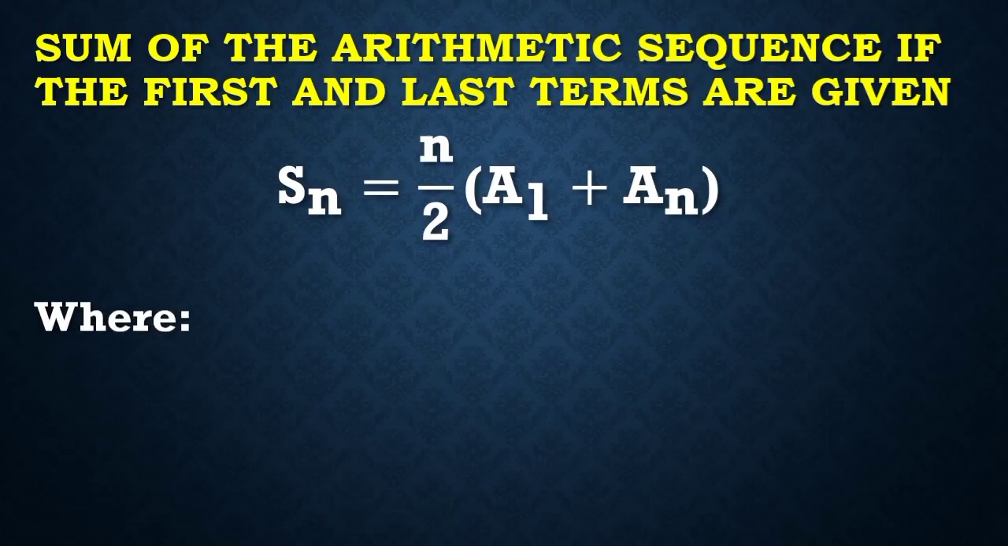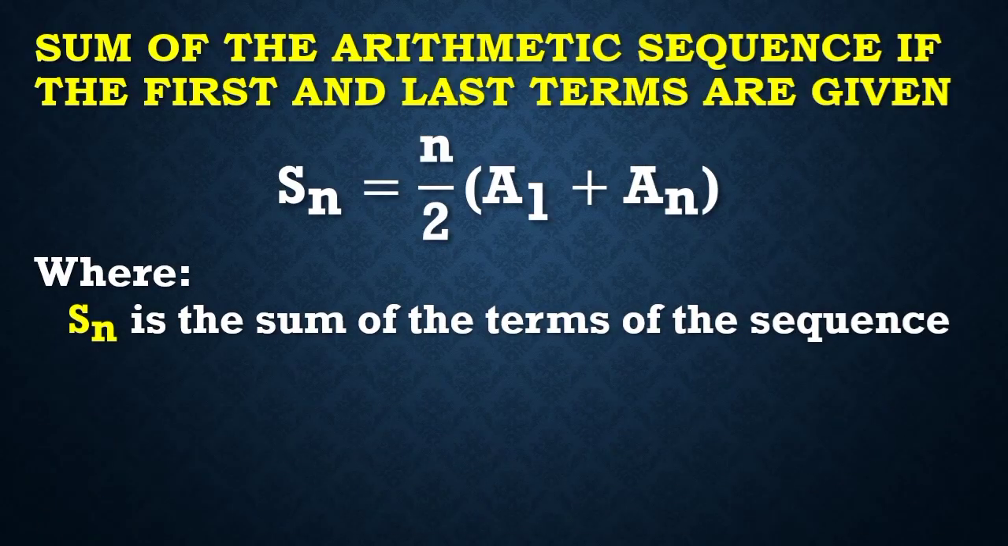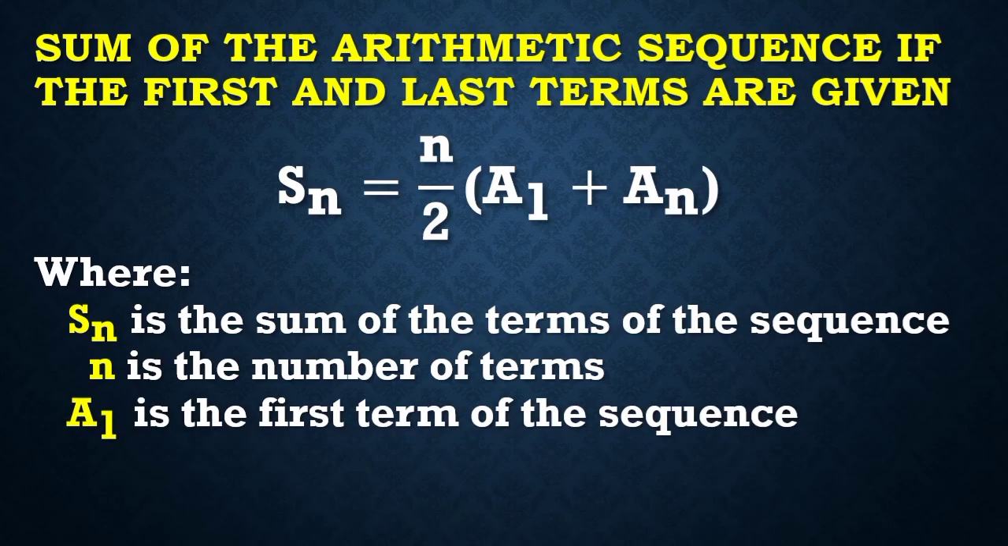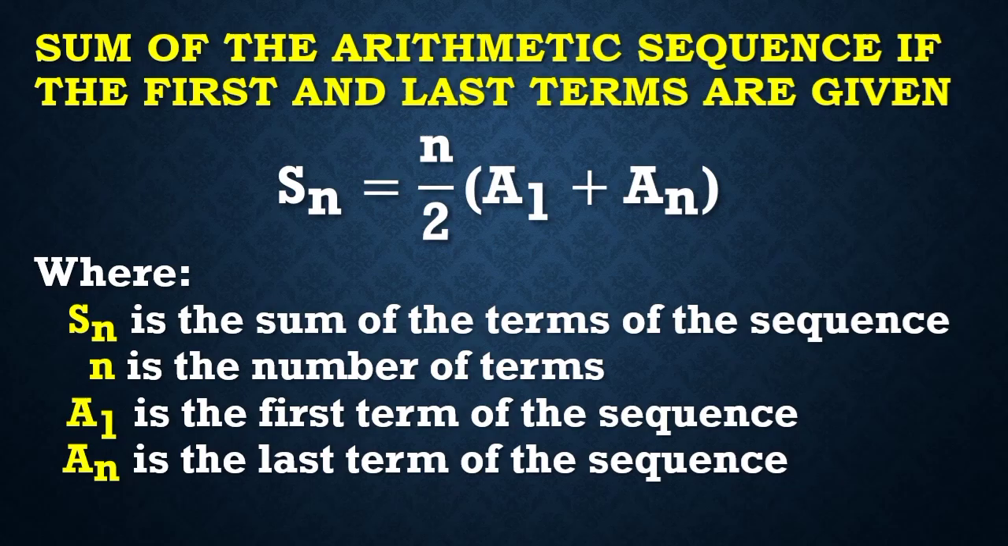Okay. So, when we say S sub n, we are referring to the sum of the terms of the sequence, S, sum. And then n is the number of terms. A sub 1 is the first term of the sequence, hindi pa naman nagbago. And then a sub n is the last term of the sequence or the nth term of the sequence.